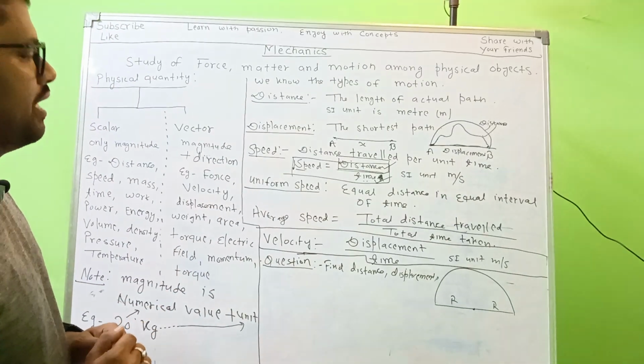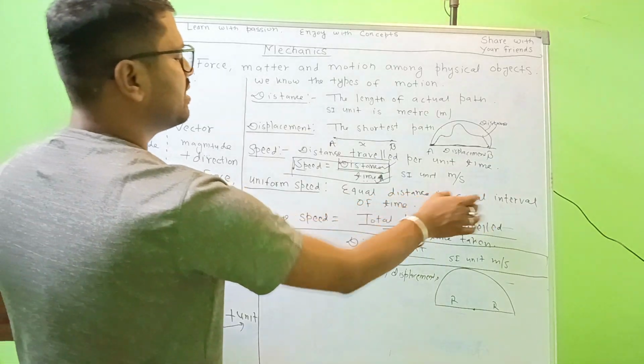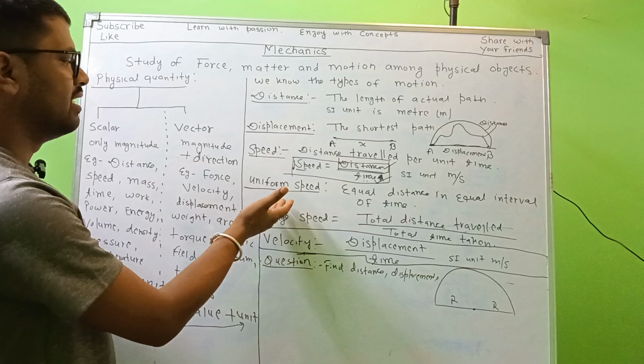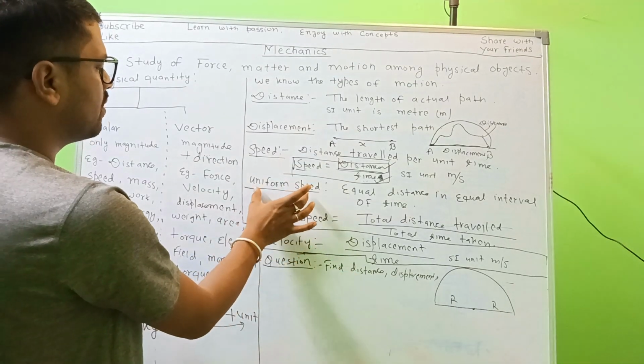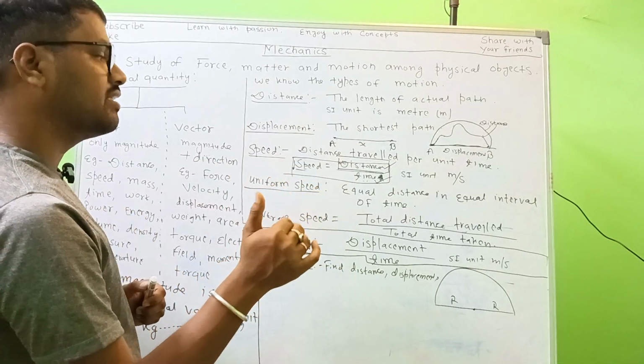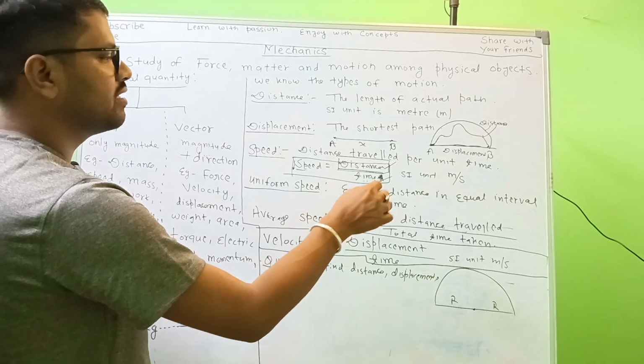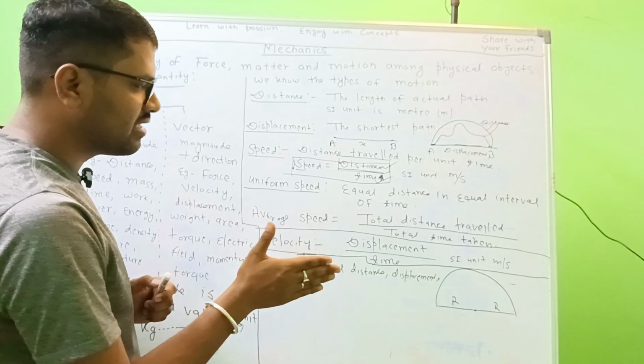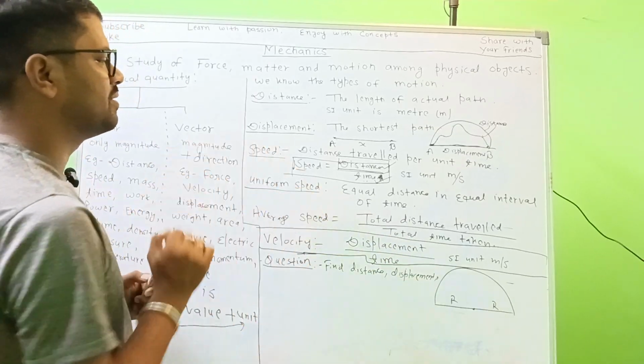What is uniform speed? Uniform speed is equal distance in equal interval of time. This is practically not possible. It is an ideal situation. We just study in concept that it is an ideal situation, when equal distance in equal interval of time. When you are moving like a robot, equal distance and equal interval of time, that is uniform speed.